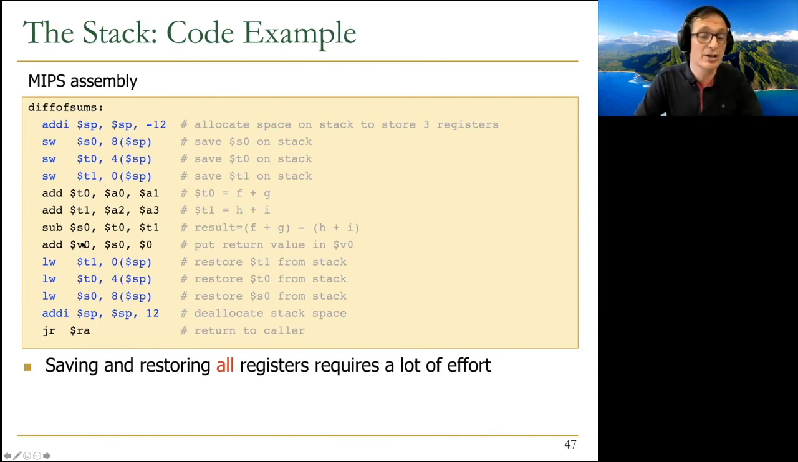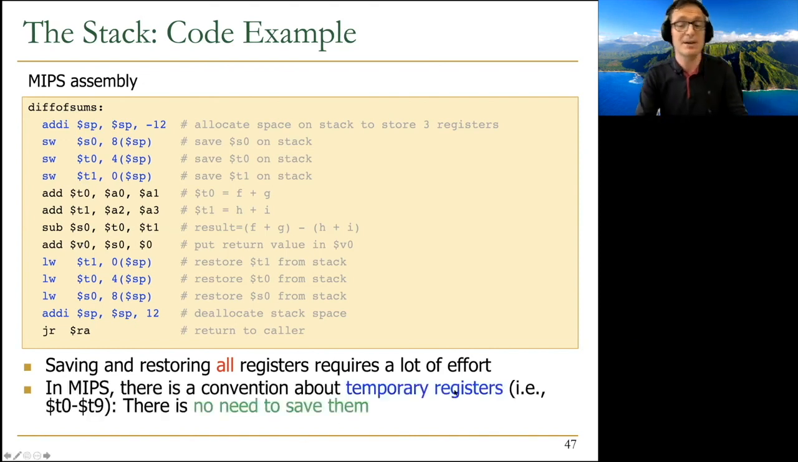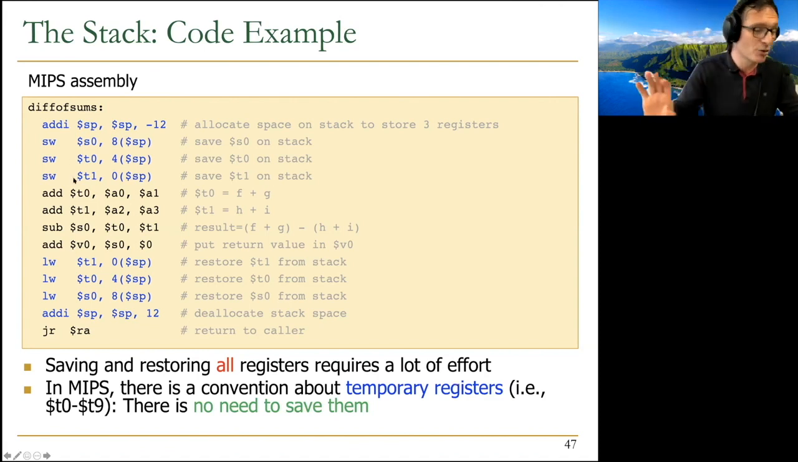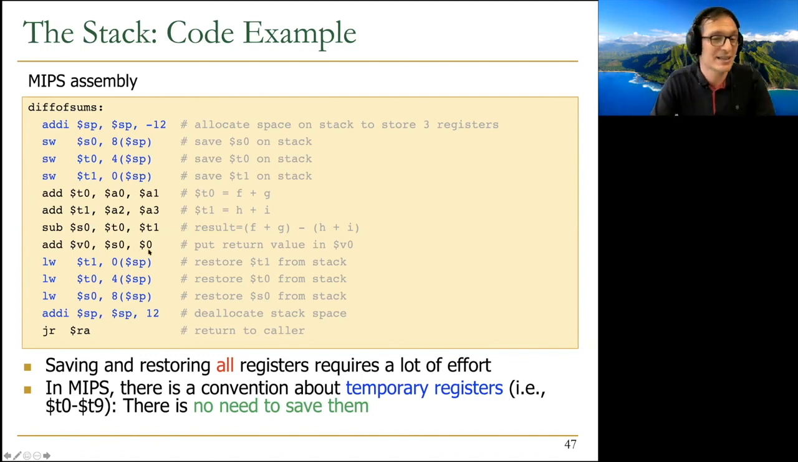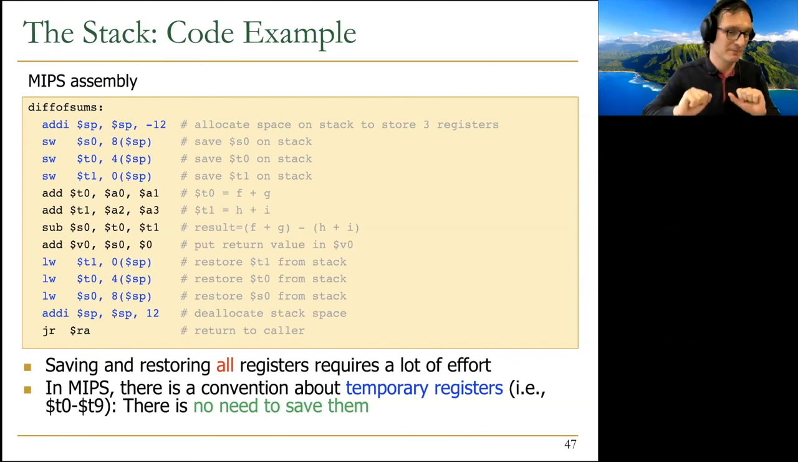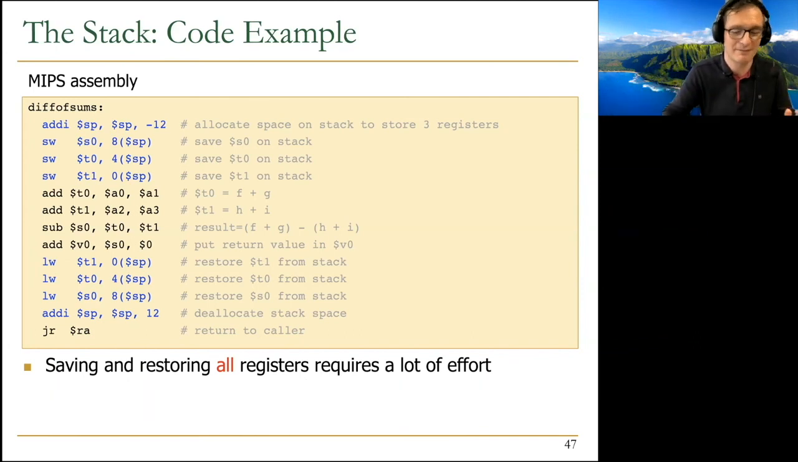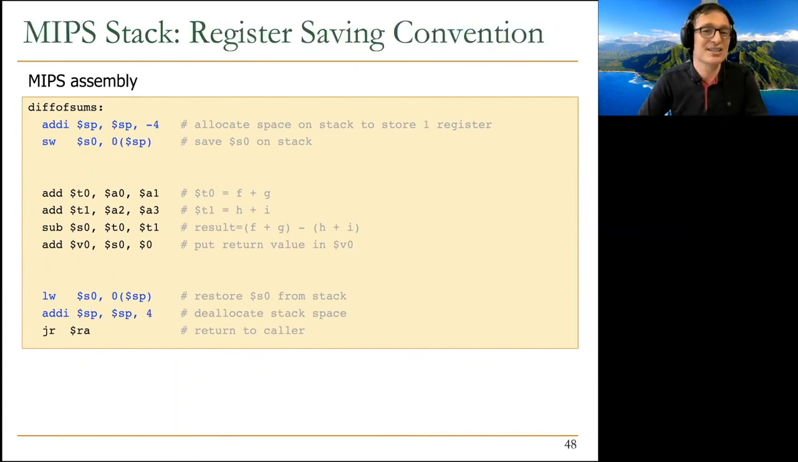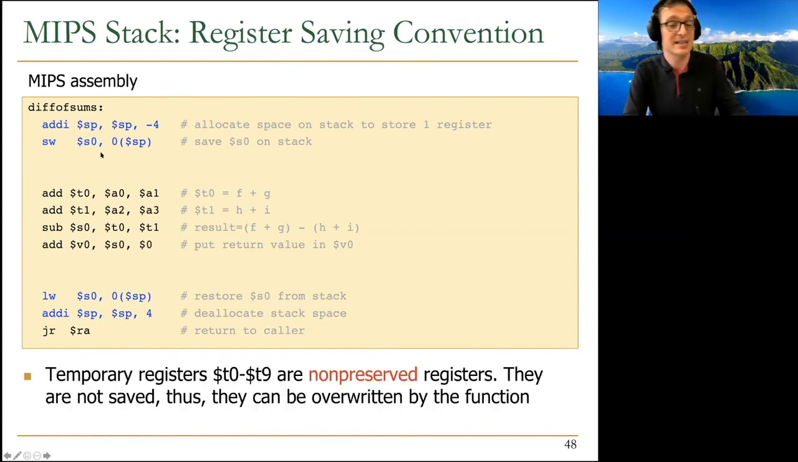Again, saving and restoring all registers requires a lot of effort. In MIPS, there's a convention about temporary registers. So actually, we did not need to save temporary registers, assuming everybody obeyed the convention again. There's no need to save the temporary registers, because the convention says the calling function should not expect the values in temporary registers to remain the same after it calls a function. Okay, that's a convention again. These are programming conventions. So there's a register saving convention that enables us to use temporary registers without worrying about the calling function. But if we're using S0, we'd better save it, because S0 isn't part of that convention.